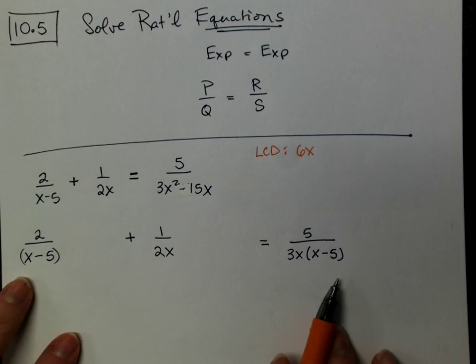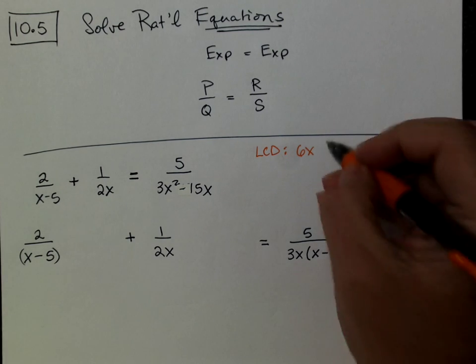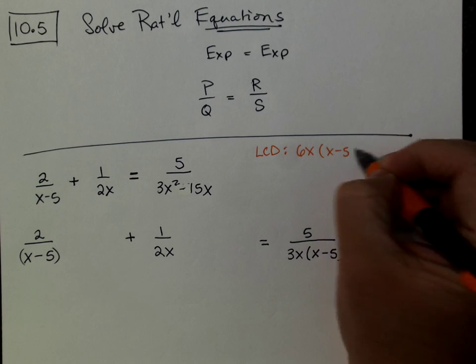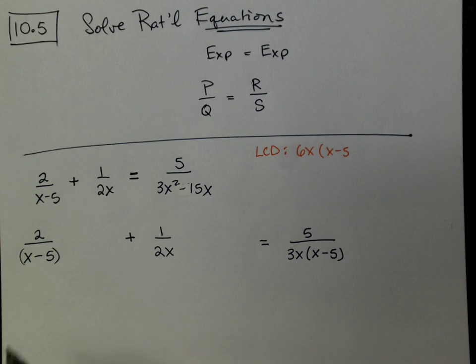Now I look at my binomials. What do I see? X minus 5. Right. X minus 5. It appears here and here, but not there. Doesn't matter. At most, it appears one time in any one denominator. No other binomials. That's my LCD. Okay?